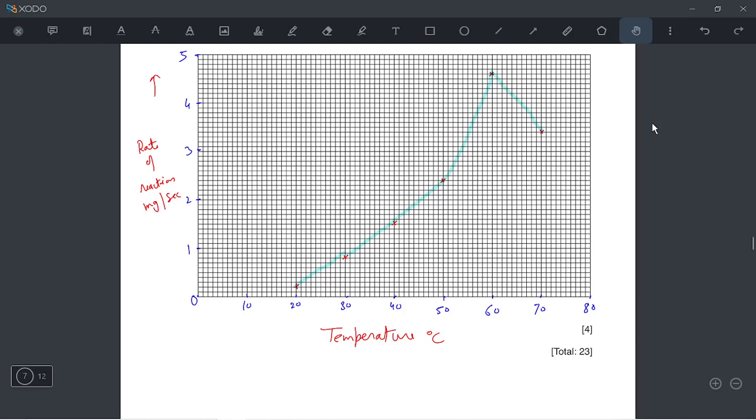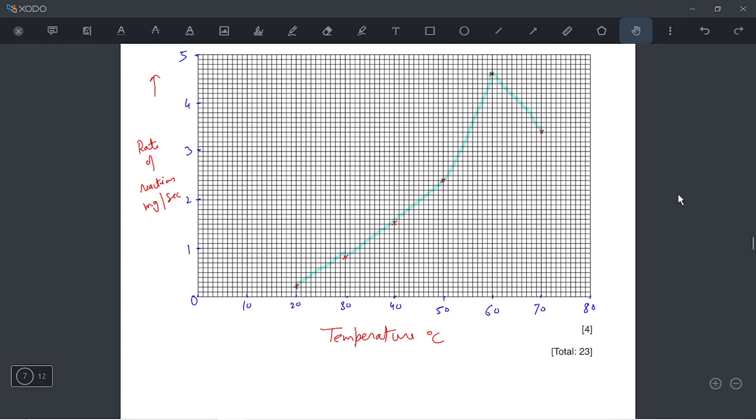Big block is equal to 1, and 1, 2, 3, 4, 5 like that. So between 0 and 1 there are 10 small grids. So you can start like this, and you will get the graph in this way.